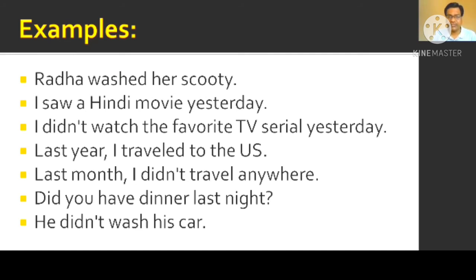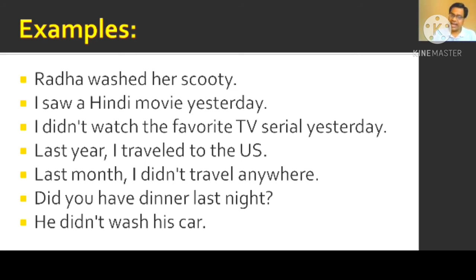When did I travel? I traveled to the United States of America last year. It means the action of visiting the US, or traveling to the US, is already completed in the past. And that's why I express myself this way. Last year, I traveled to the US.